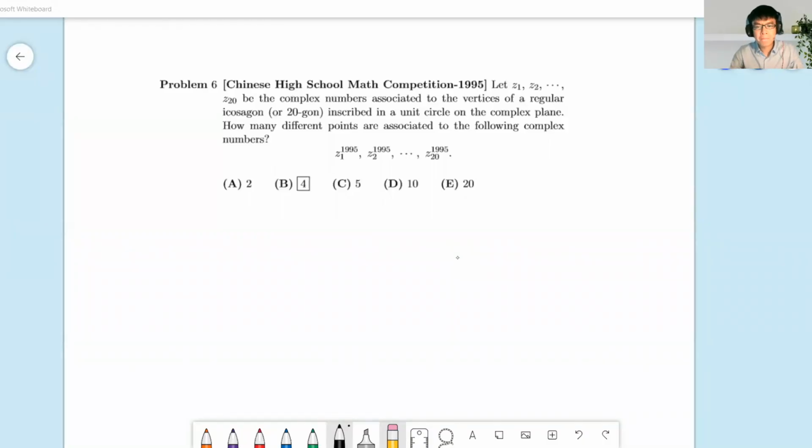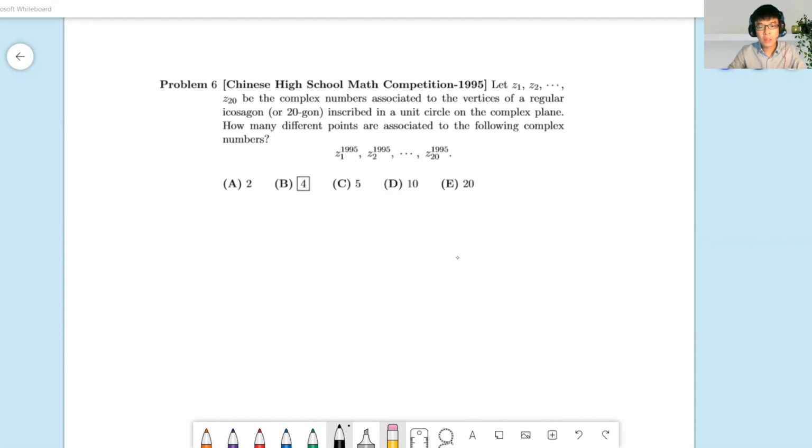Question 6. Let Z1, Z2 up to Z20 be complex numbers associated to the vertices of a regular 20-gon inscribed in the unit circle on the complex plane. Now we take the 1995th power of every such complex number. How many different values are possible?